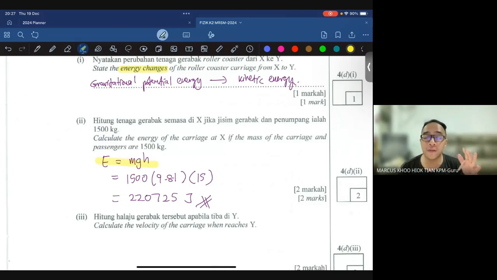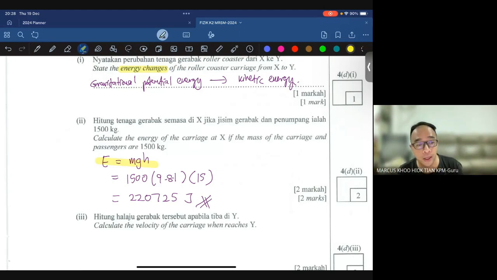This is pretty easy, except that this formula is not in your formula list. The formula list only contains formula daripada Form 4 and Form 5 physics sahaja. Anything else that you learn in Form 1, Form 2, Form 3, you are expected to remember. Some of the things you need to remember are the formulas for gravitational potential energy and kinetic energy.